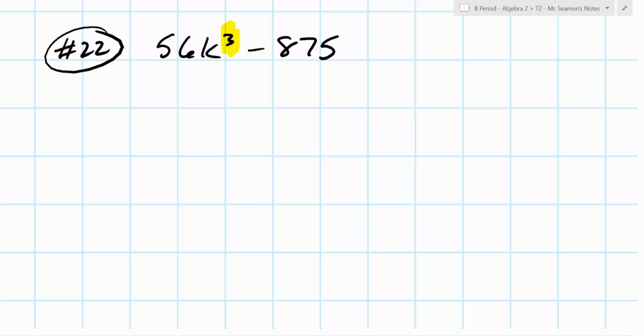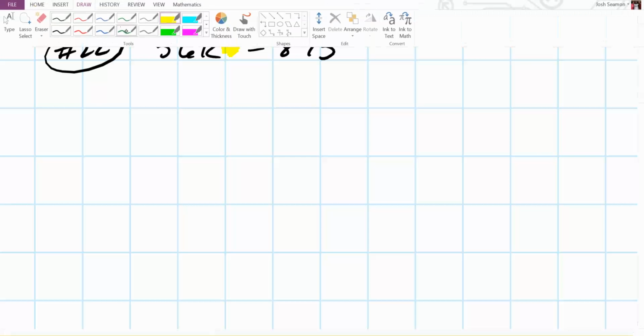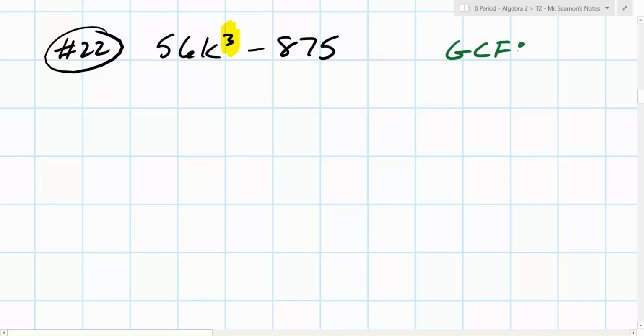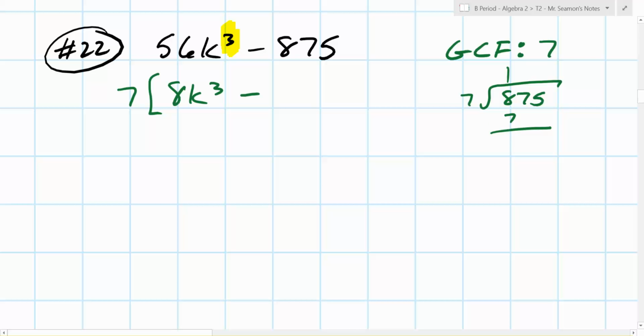So that gives you a hint, like, oh, you want to use difference of cubes. But you'll notice, is 56 a nice cube? No. Is 875 a nice cube? No. Then you go back to thinking, what's the first thing I told you to always look for? GCF. Is there a GCF? Yes. What is it? 7. If you factor out a 7 from this, you end up with what? 8k cubed minus, and okay, 7 into 875, if you have to, it's going to be 125.